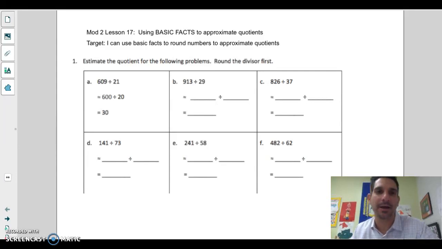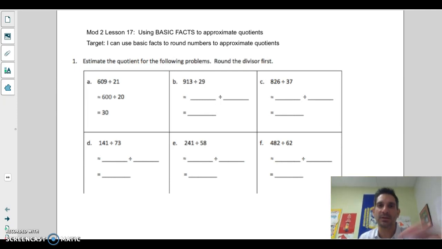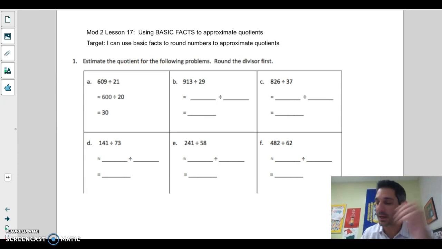Okay, guys. All right. I actually enjoyed this lesson 17. This is using basic facts to approximate quotients. So we're going to be doing some estimating. Now, this is going to tell me how well you know your math facts. Okay, so let's take a look at this.